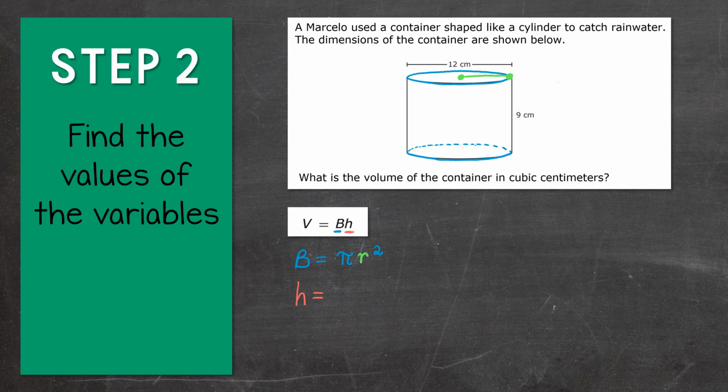Well, the radius is half the diameter, so we have to take half the diameter. What's half of 12? 6. Alright, so now we're ready to plug into this formula here. We have pi. Instead of r, we're going to put 6. Don't forget to square it.